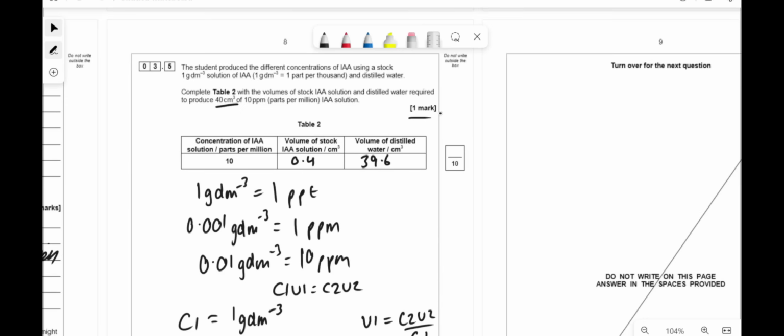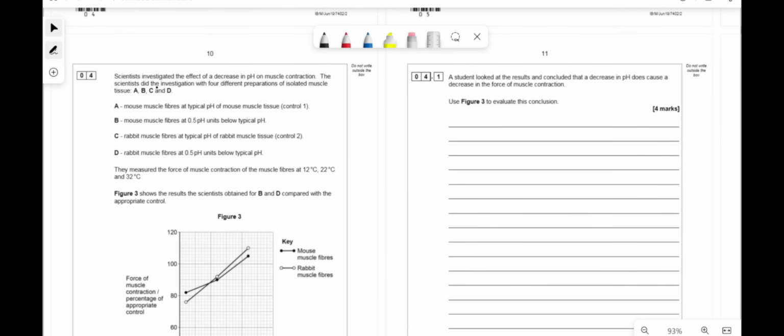The complex, calculation-y, weird questions in biology are usually not really worth it because of the amount of work you need to put in. So scientists investigated the effect of a decrease in pH on muscle contraction. The scientists did the investigation with 4 different preparations of isolated muscle tissue. So you've got A, B, C, and D.